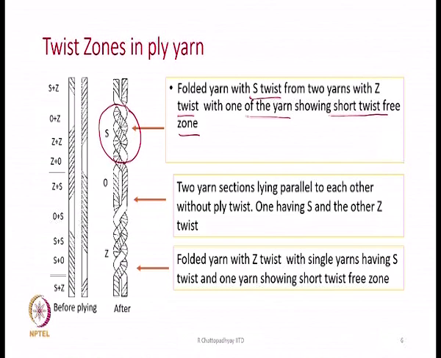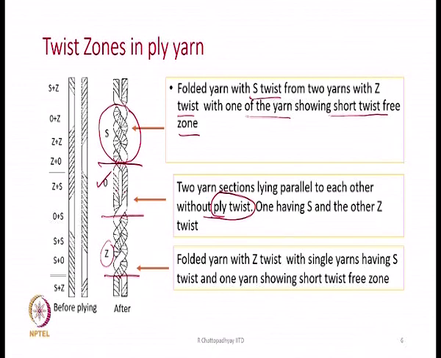The folded S twisted direction is S, but individual yarn twist could be ZZ or Z0, any combination is possible. And in a portion like this, where two yarn sections lie parallel to each other without any ply twist, there is no ply twist here, it is 0, and there are segments where there will be Z ply twist. So, that is how the plied yarn will look.